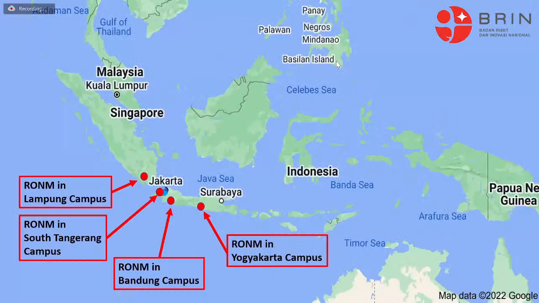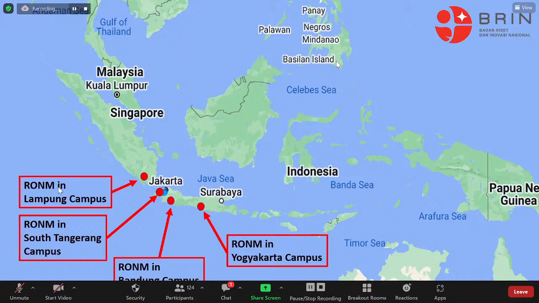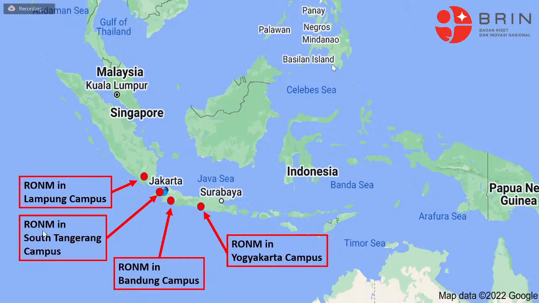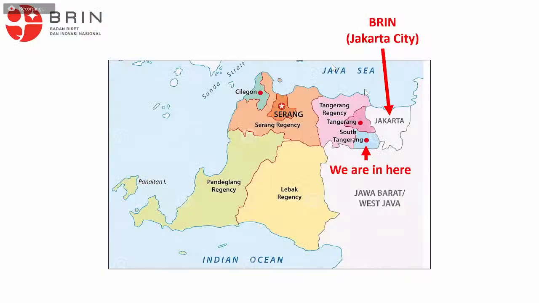So we have several laboratories now. Laboratories in our research organization are located at 4 places: the Lampung campus, the South Tangerang City campus, where most of the laboratories are located, and also the Bandung campus and the Yogyakarta campus. Most of the laboratories and research centers are in South Tangerang City, which is close to Jakarta, just around 30 kilometers from Jakarta.